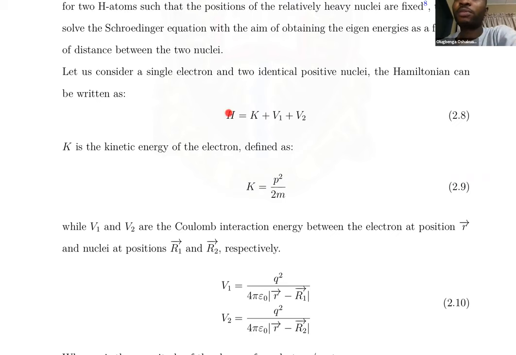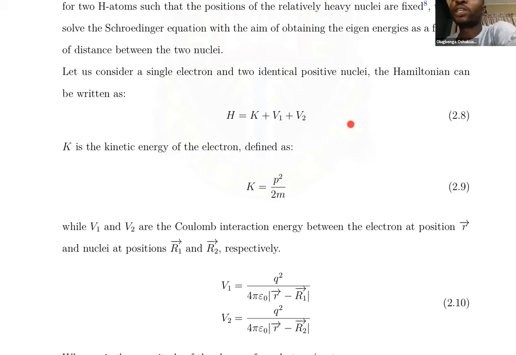So the Hamiltonian that we have here is an addition of the kinetic energy and two potential energies. The kinetic energy term, K, is talking about the momentum of the electrons squared divided by the mass of electrons. And we assume here that the nuclei are fixed while the electron is the only one that is in motion. We assume that it's only the electron that moves, but the nuclei are fixed.